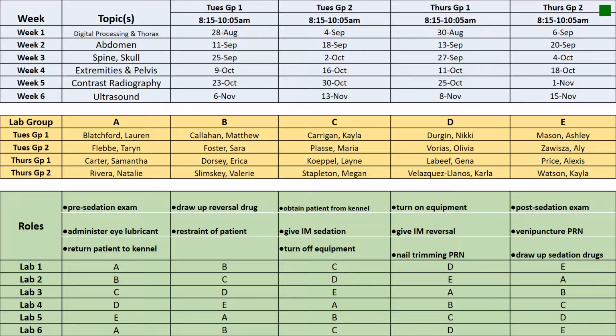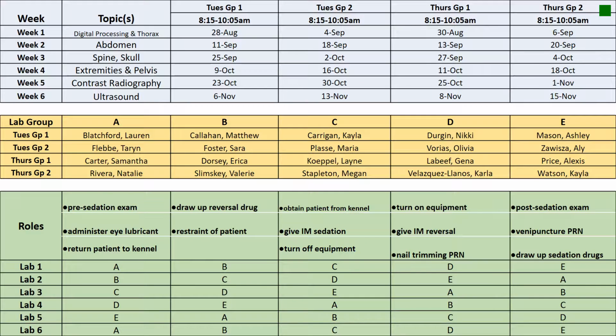So again, the top chart is going to show you the weeks and the topics and the dates you should arrive based on your group. The second chart is going to show you what group you're in and your letter assignment for your role, which is in the third chart. And again, just follow the labs, find your letter, and straight up top will be your role.